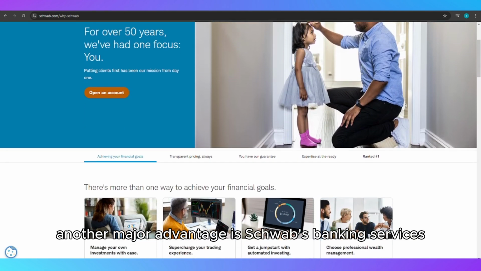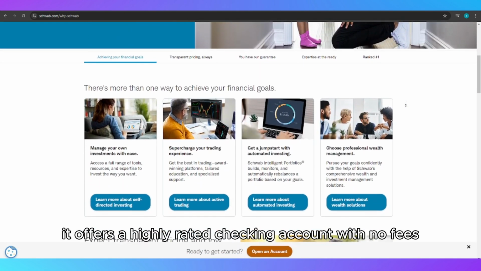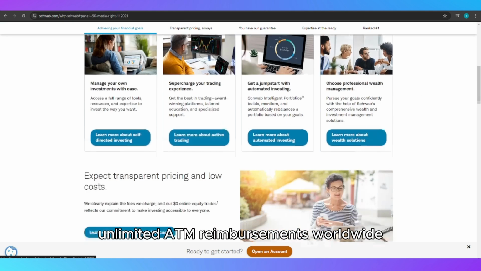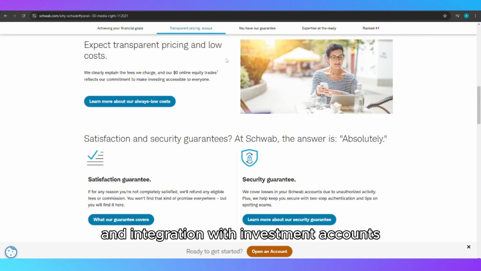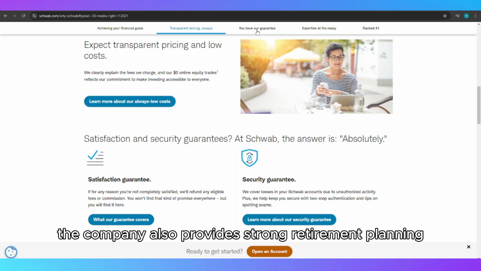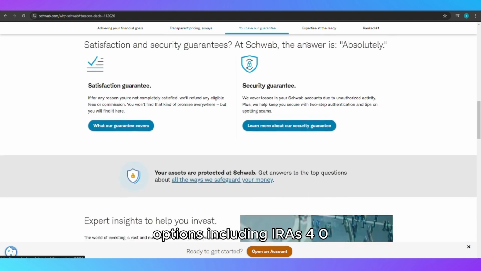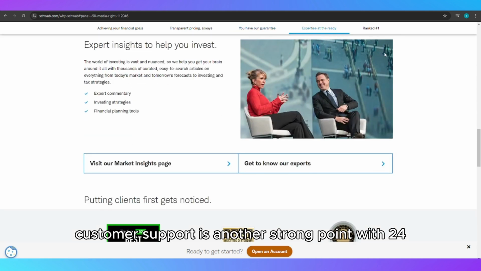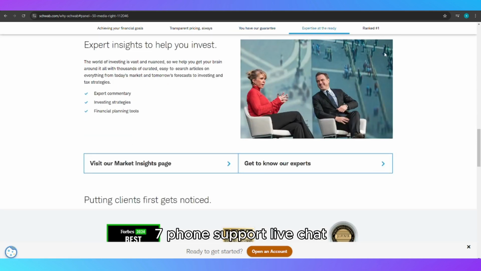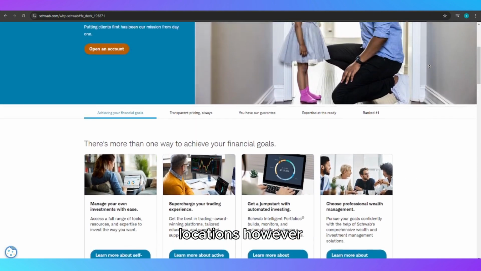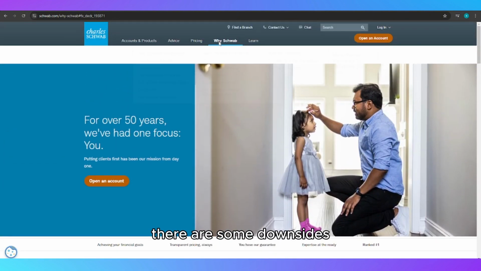Another major advantage is Schwab's banking services. It offers a highly rated checking account with no fees, unlimited ATM reimbursements worldwide, and integration with investment accounts for easy fund transfers. The company also provides strong retirement planning options, including IRAs, 401k rollovers, and a variety of tax-advantaged accounts. Customer support is another strong point, with 24/7 phone support, live chat, and access to in-person help at over 400 branch locations. However, there are some downsides.